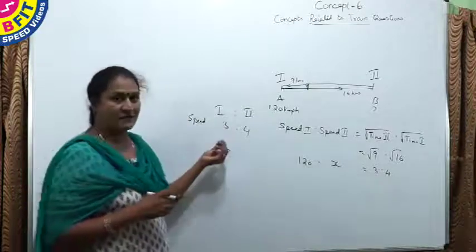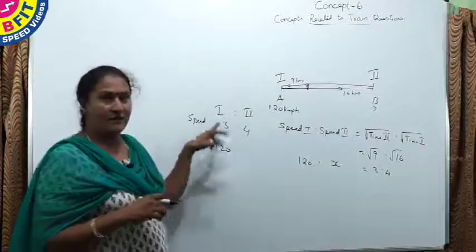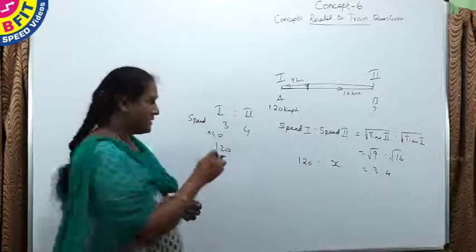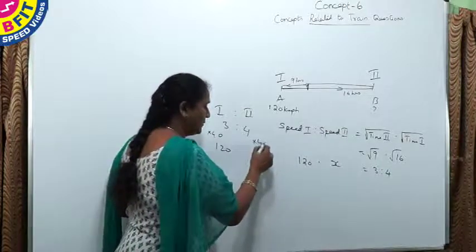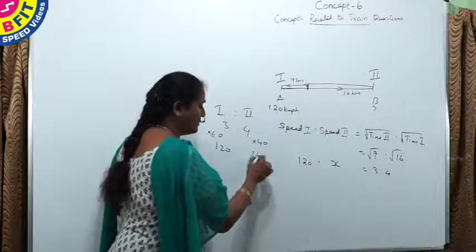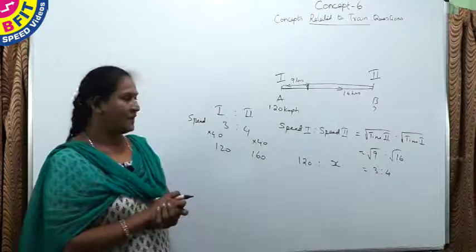The speed of the first train, that is 3 parts, is 120. So how did we get 120 from 3? By multiplying with 40. So when you multiply the same factor with the second part, that is 4 parts, we get the speed of the second train as 160 kilometers per hour.